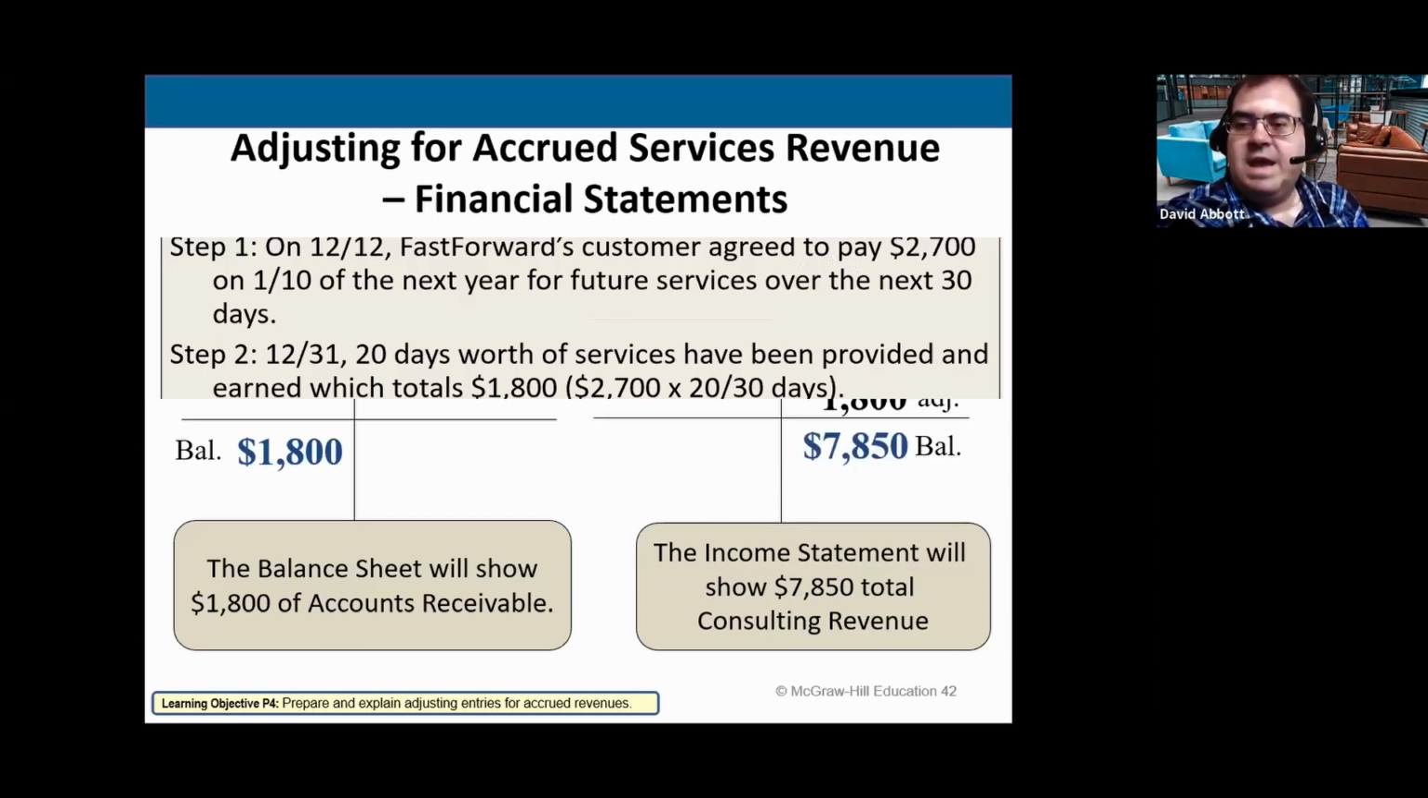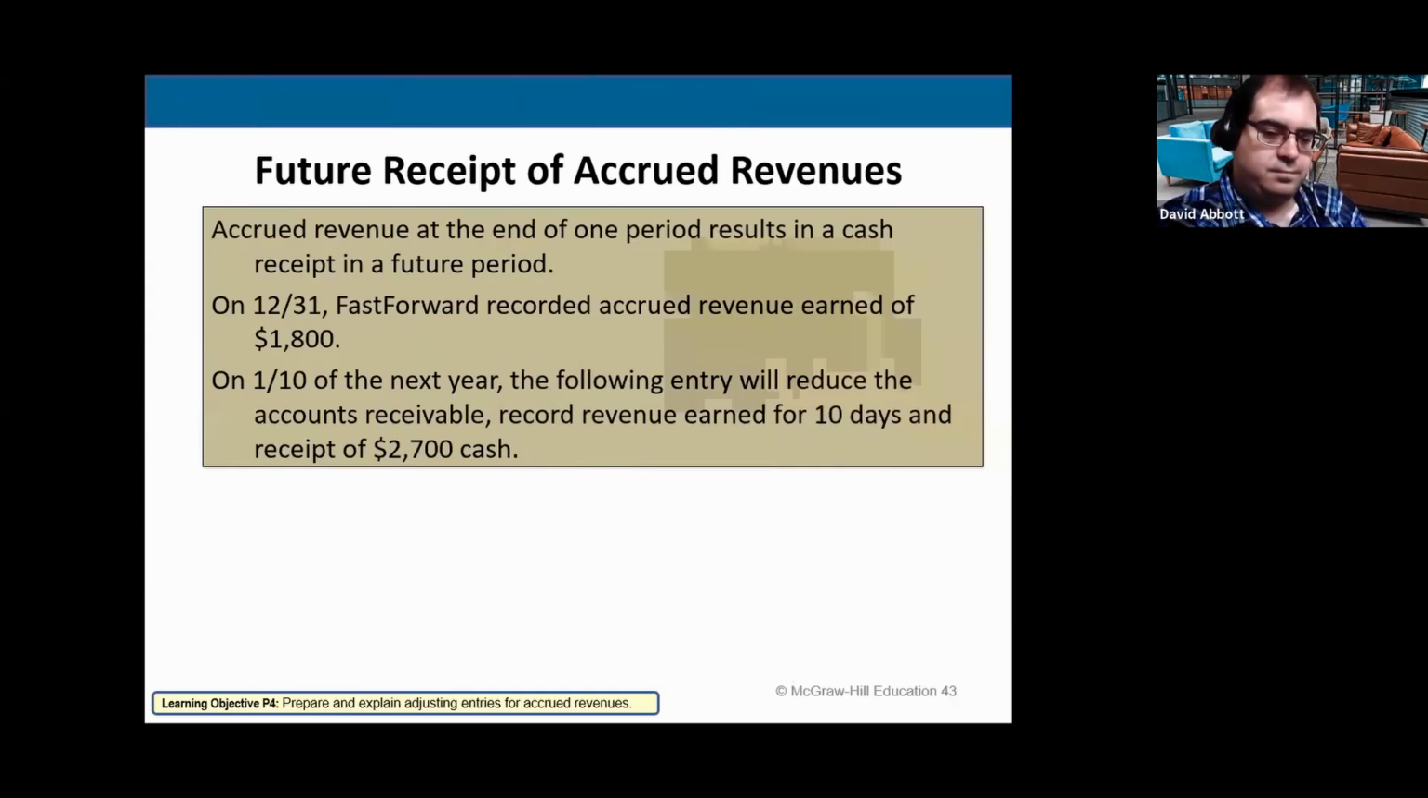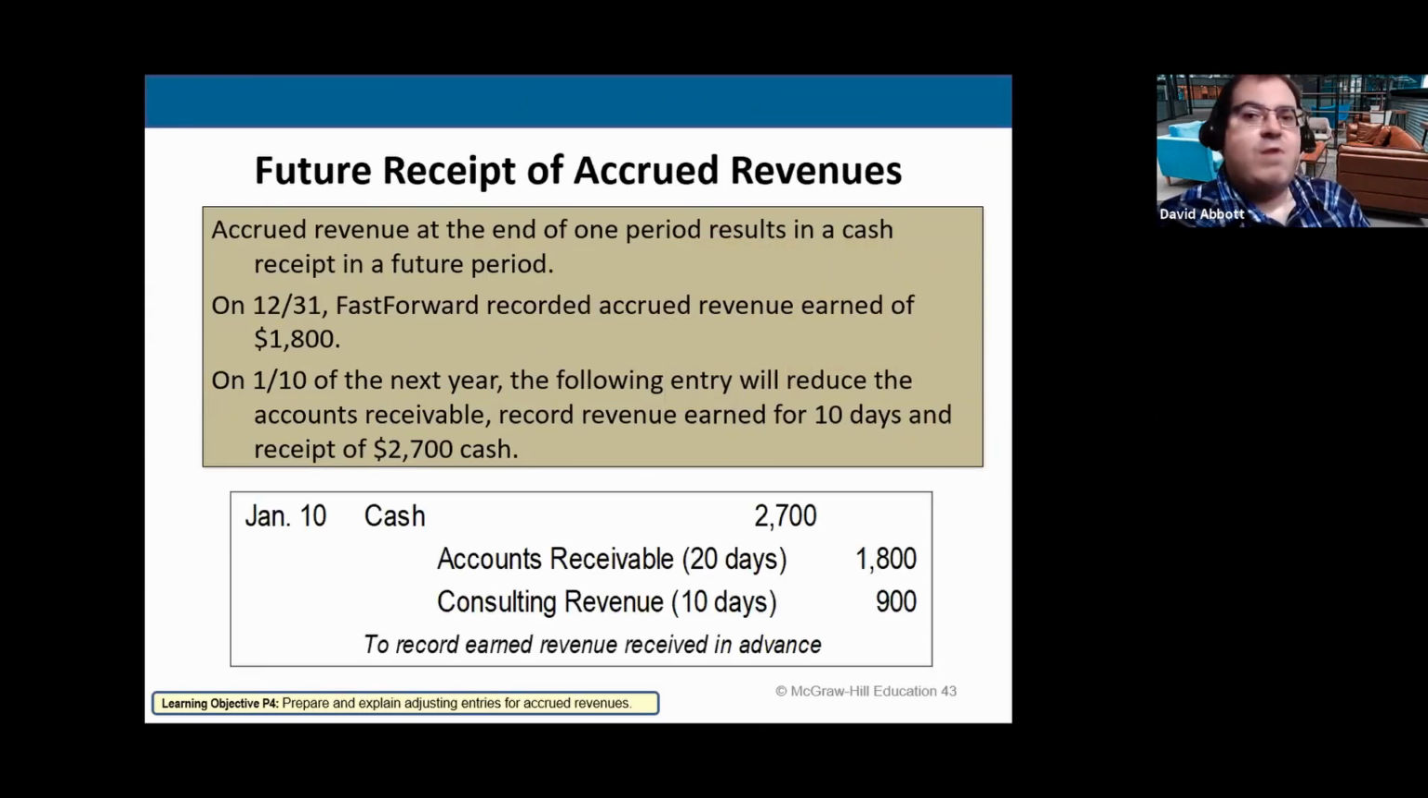So then we see $7,850 is the balance for consulting revenue on the income statement. This is what we recorded for the revenue. Now, let's say we've been paid by our client.